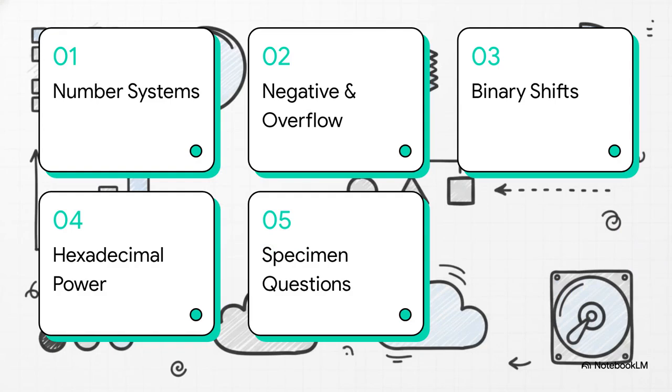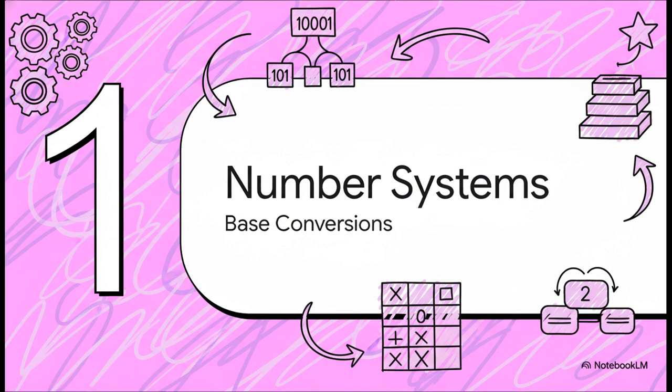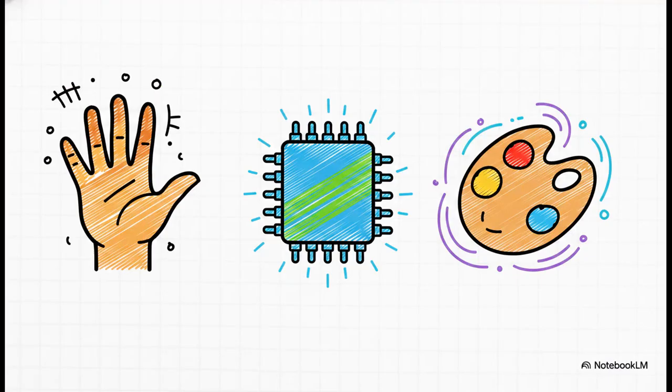In this explainer, we'll cover number system conversions, negative numbers and overflow, binary shifts made simple, the power of hexadecimal, and finally, acing specimen paper questions. All right, kicking things off with Section 1, Number System Conversions. Getting these foundational mechanics dialed in right out of the gate is absolutely key to earning those high marks. Honestly, if you can confidently translate between these systems, you're already halfway to an A.